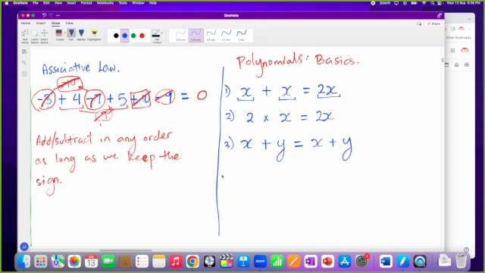But, of course, you can multiply them. x multiplied by y is just simply xy. Notice we didn't change anything here. This still means x multiplied by y, right? Similarly, over here, we didn't change anything. This still means 2 multiplied by x.